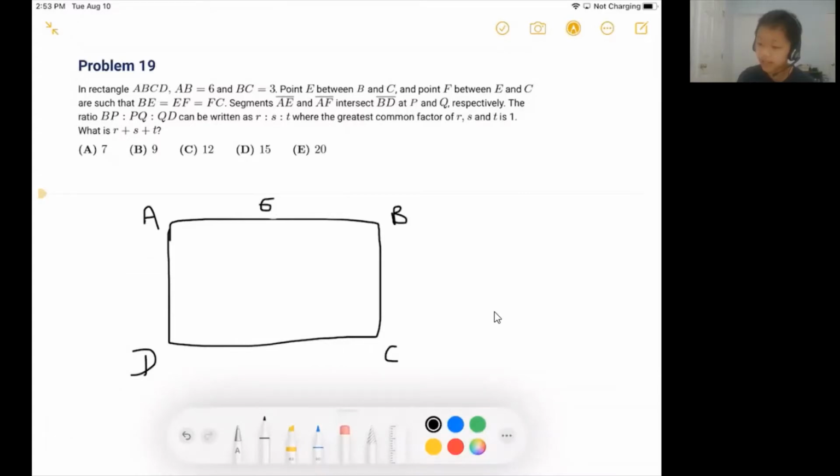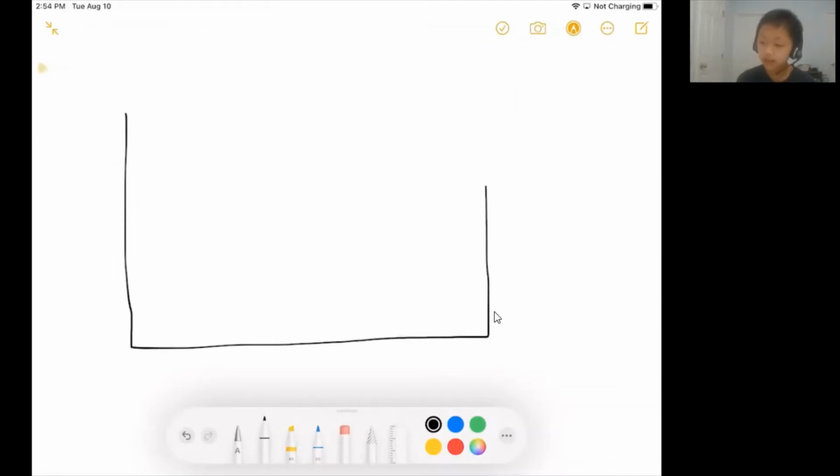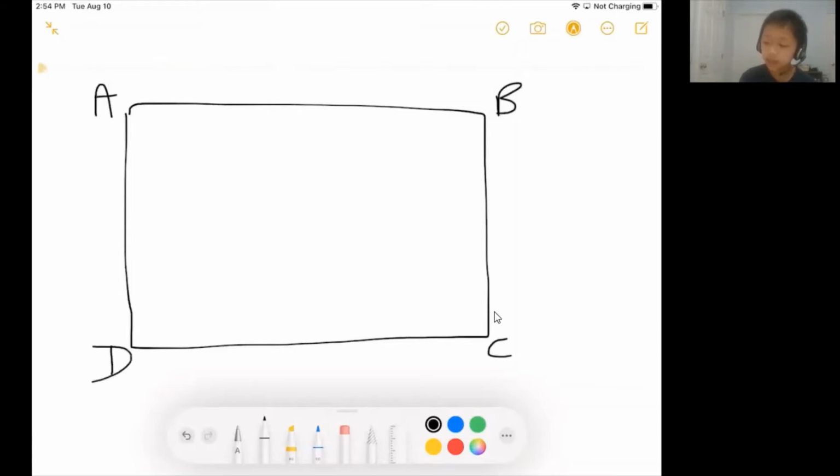And E is between B and C, and F is between E and C, such that BE equals EF equals FC. So that tells us E is going to be here, F is going to be here. Okay, this diagram is kind of small. So let's say you have your rectangle ABCD. They told us AB is 6, and points E and F lie on BC like this. They told us BE equals EF equals FC. So each of these has length 1, because they told us BC has length 3.